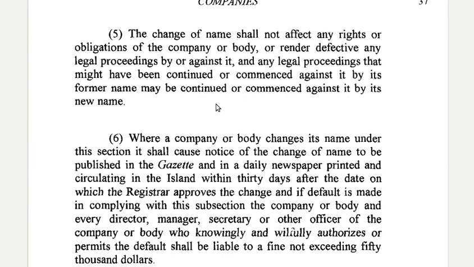Subsection 5. The change of name shall not affect any rights or obligations of the company or body, or render defective any legal proceedings by or against it, and any legal proceedings that might have been continued or commenced against it by its former name may be continued or commenced against it by its new name.